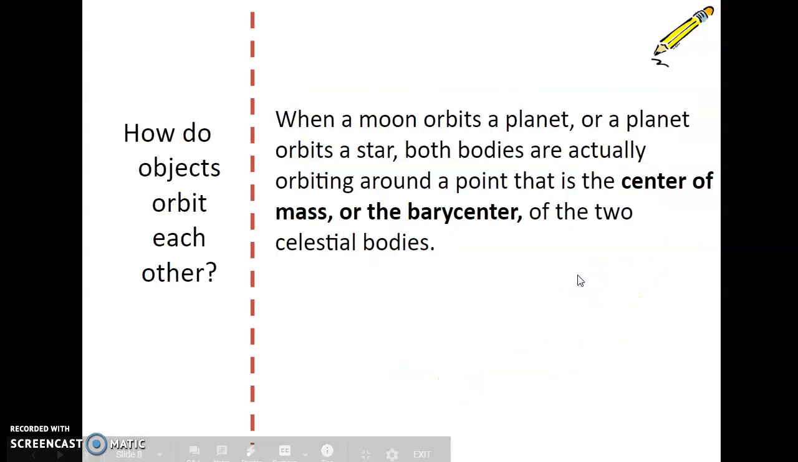So let's talk some more about orbiting. So how do objects orbit each other? When a moon orbits a planet or a planet orbits a star, both bodies are actually orbiting around a point that is the center of mass or the barycenter of the two celestial bodies. So all this is saying is that when something is orbiting another object, so let's say a moon is orbiting a planet, the point between the moon and the planet where they balance each other out, or where their center of mass is, is called the barycenter.